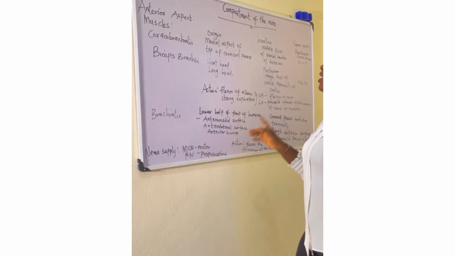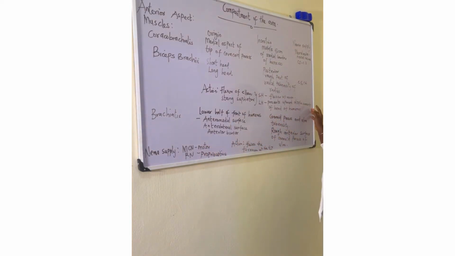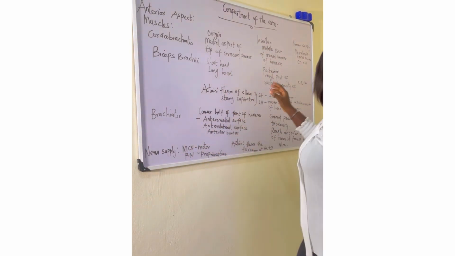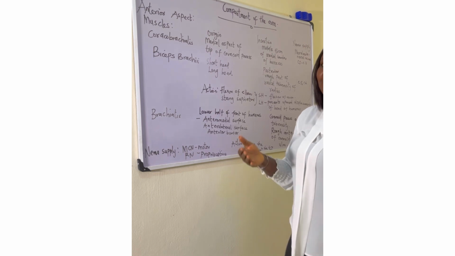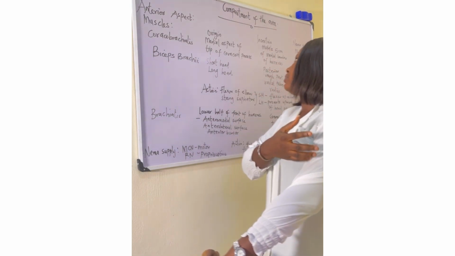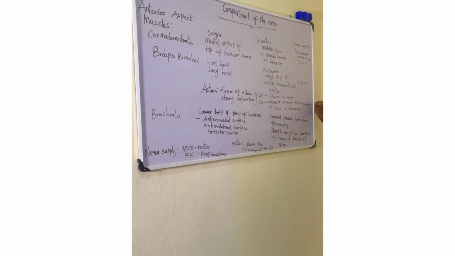Back to my channel. Today let's discuss the compartments of the arm, that's the muscles of the compartment of the arm. The arm is the region of the upper limb that is between the shoulder and the elbow. So this is the arm, between the shoulder joint and the elbow.